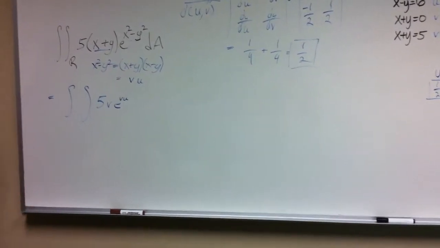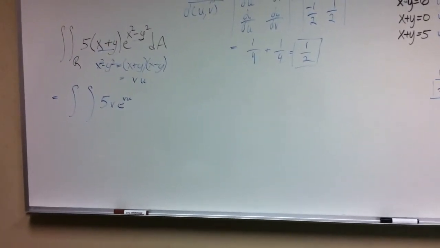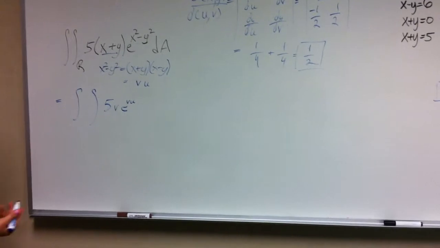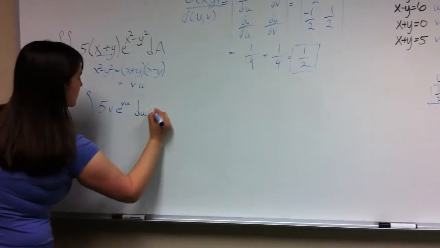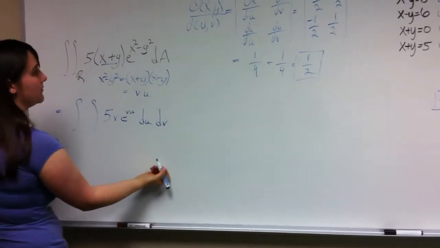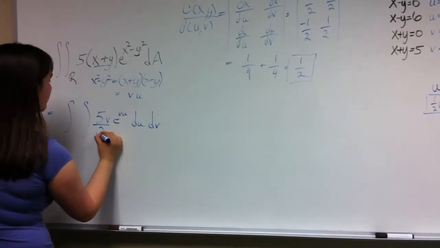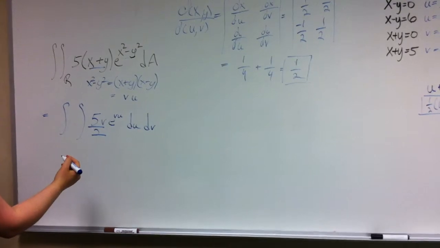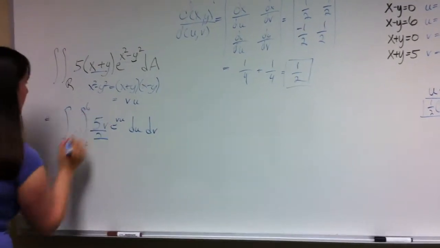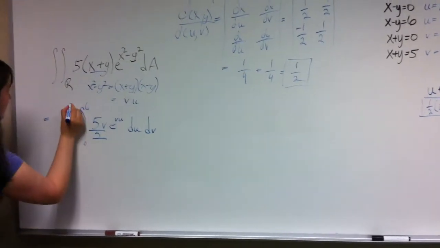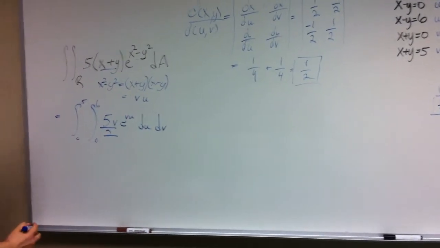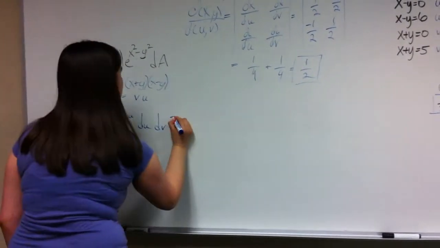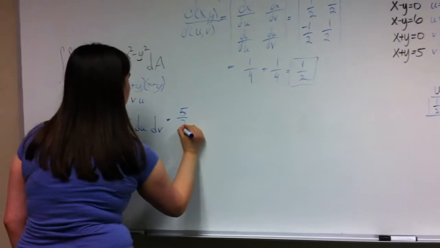And it seems to me that it would be easier to integrate u first, because then we don't have to do partial integrals, so we'll do that. We'll have du dv. And don't forget our Jacobian, which we'll just put right over here as the 1/2. And our boundaries, u goes from 0 to 6, and v goes from 0 to 5. Now we can factor out the 5/2 to make it a little bit easier to see.